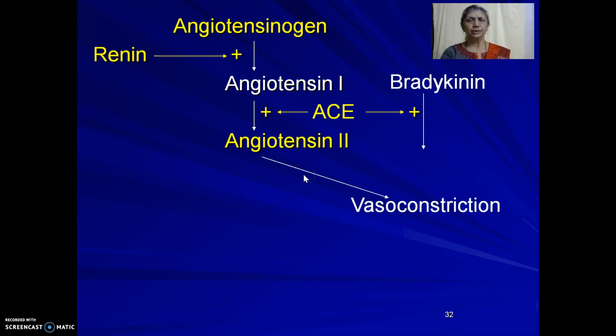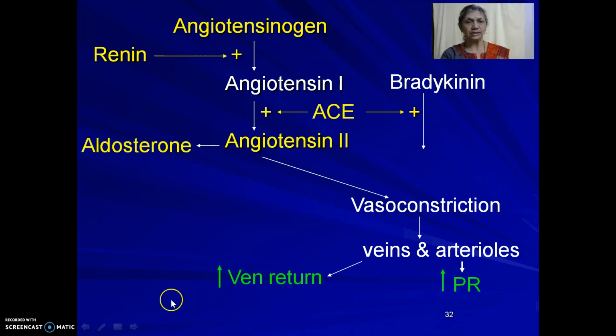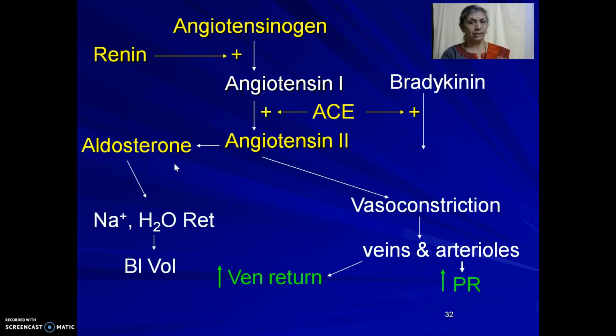Angiotensin 2 is causing vasoconstriction. It's a very strong vasoconstrictor which constricts both veins as well as arterioles. By constriction of arterioles, it manages to increase the peripheral resistance, that is, increases the afterload. By constriction of the veins, venous return increases, so contributing to increase in preload. In addition to this vasoconstrictor effect, angiotensin 2 is capable of releasing aldosterone, which can bring about sodium and water retention, increasing blood volume.